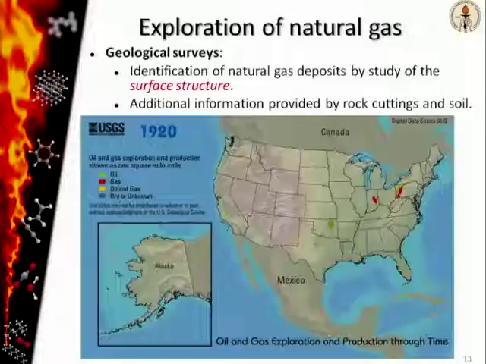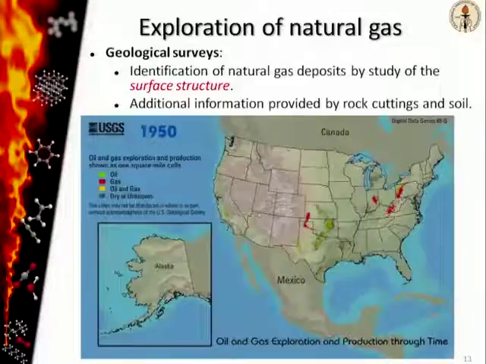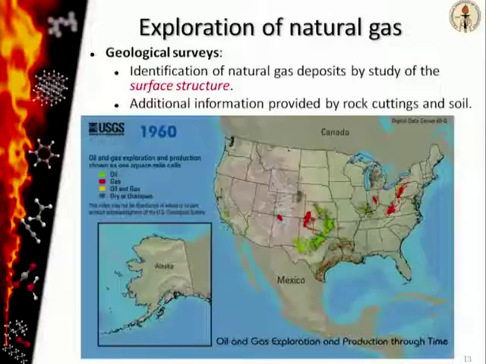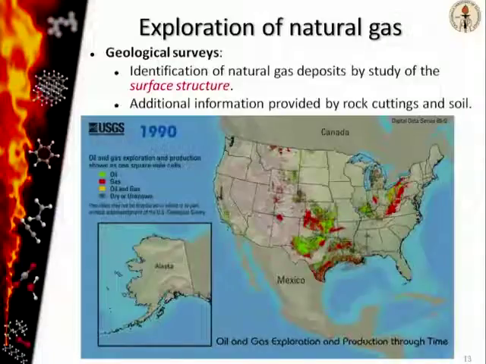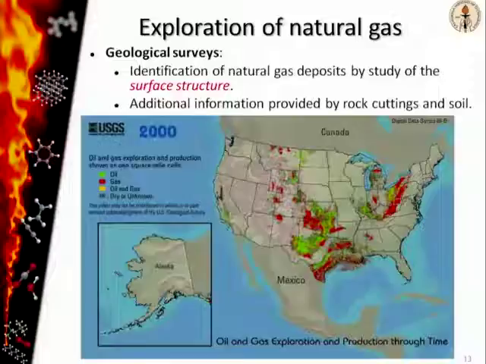So the way these surveys are done is that geologists identify natural gas deposits by studying the surface structure, and additional information can also be obtained by looking at rock cuttings and soil samples. So you find that over the course of many years, the predictions of the amount of natural gas and oil present in the Earth's crust change as new deposits are found, as well as sometimes you find deposits which could not be accessed earlier can now be accessed because of advances in technology.